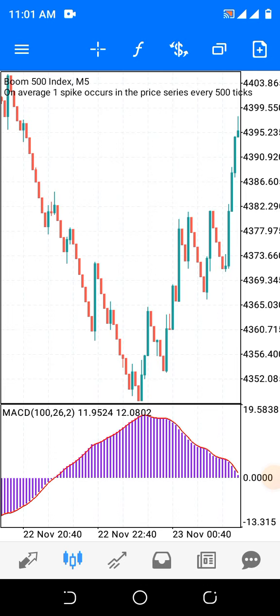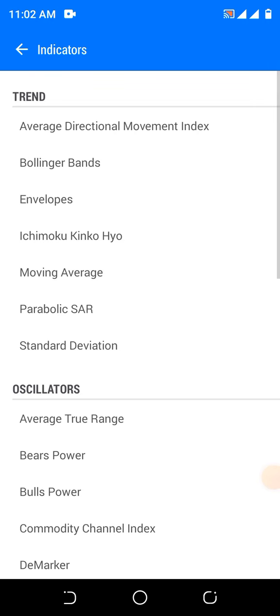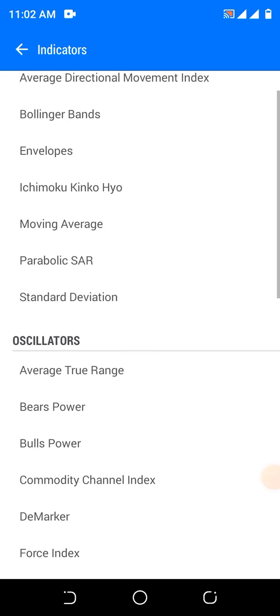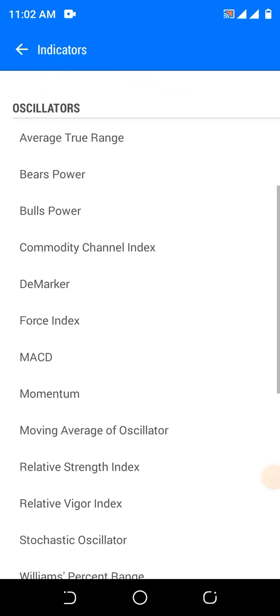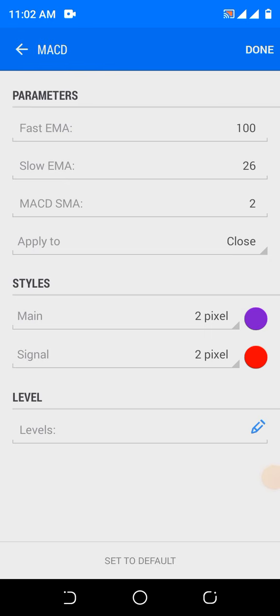Now, I will show you the settings for this particular indicator before we proceed to how to use it to make consistent profit on Boom 500 index. To set up the indicator, go to function F, hit indicator, then select MACD. Here is the MACD. Do you understand? So you hit on it.